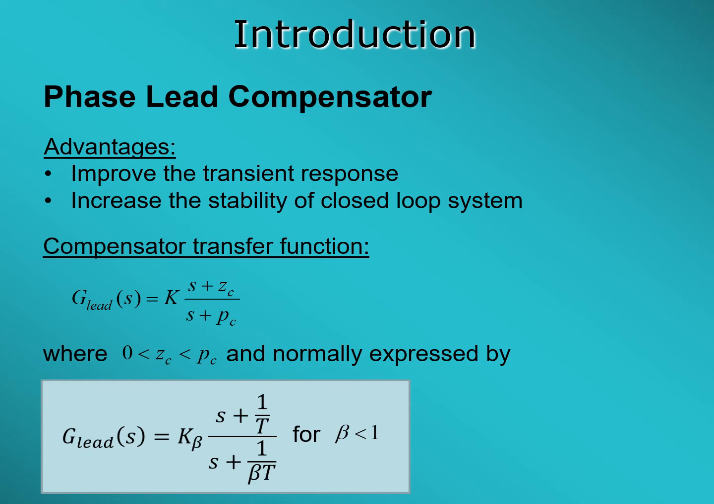Okay, and normally we can express the transfer function of the phase-lead compensator as follows, where G lead of s equals K beta multiplied with (s plus 1 over T) over (s plus 1 over beta T), for beta less than 1. So in this case, all of you need to develop this G lead of s using this final formula.